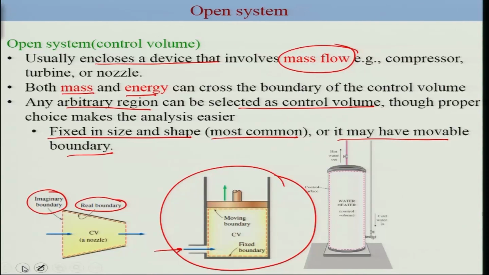So this is an example of a simple water heater where you can clearly see that the cold water comes in and the hot water comes out. So there is a continuous flow here, and hence the mass can enter, and the energy is also transferred, because this is cold and this is hot, so energy is also being transferred crossing the boundary. So this is an example of an open system.